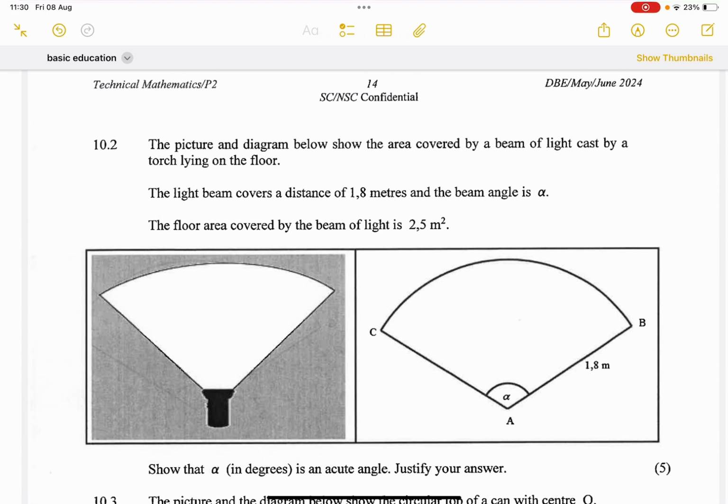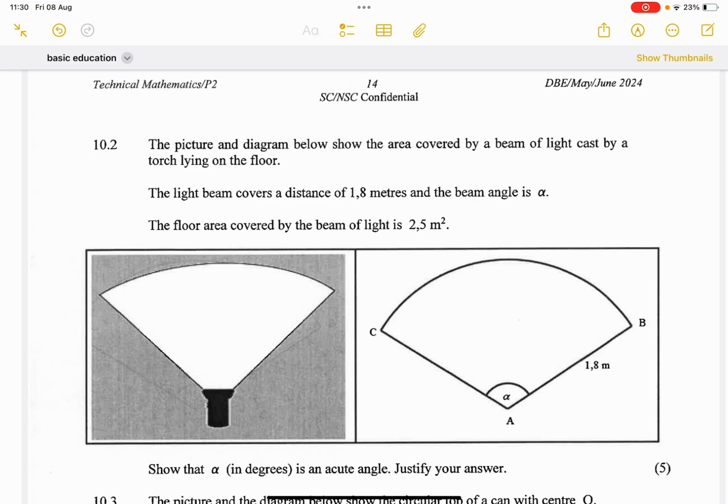We're still continuing on that technical maths paper 2 from June 2024. Let's get into the question. So they say to us, the picture and the diagram below show the area covered by a beam of light cast by a torch lying on the floor.